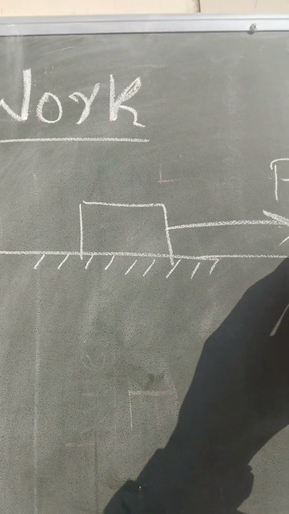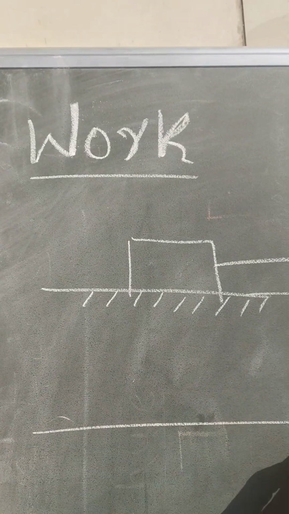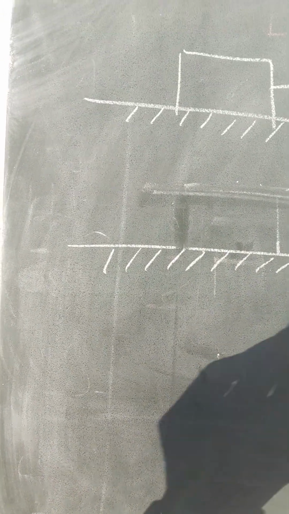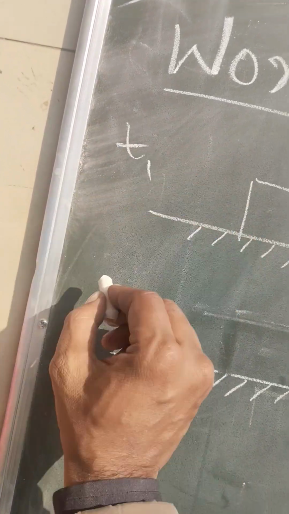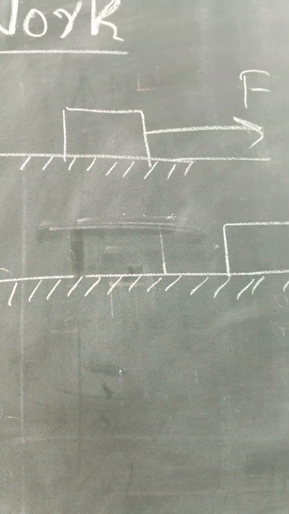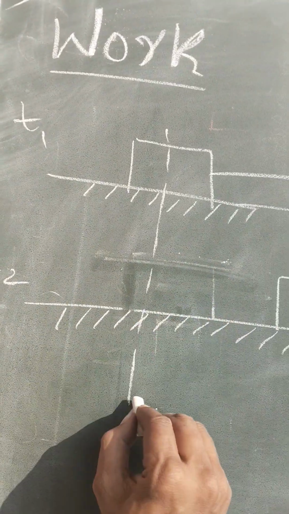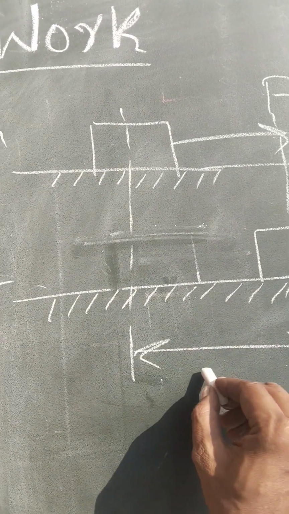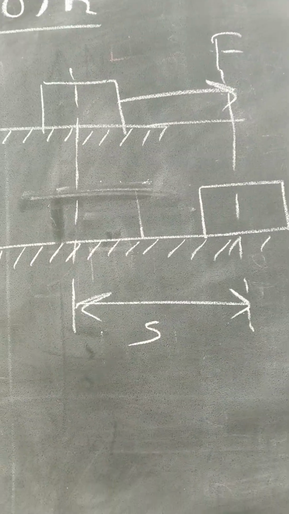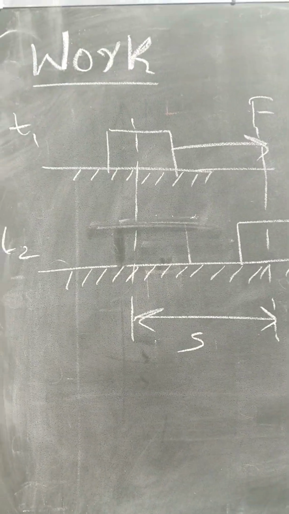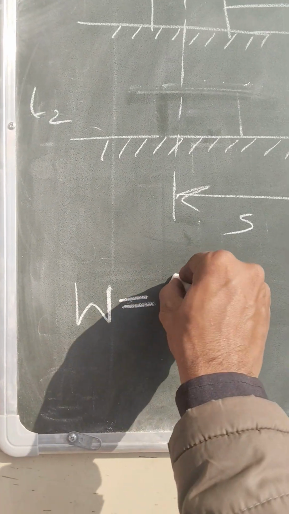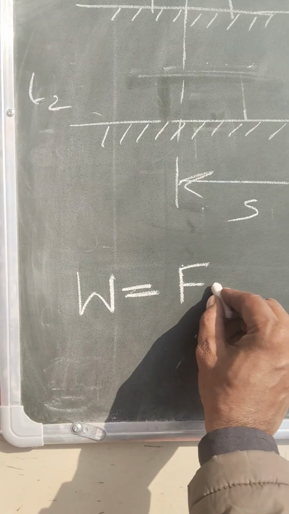And suppose it displaces the chair at T1 and T2. So, the displacement, that is this, let's take S. So, the work done is defined as work is equal to F dot S.